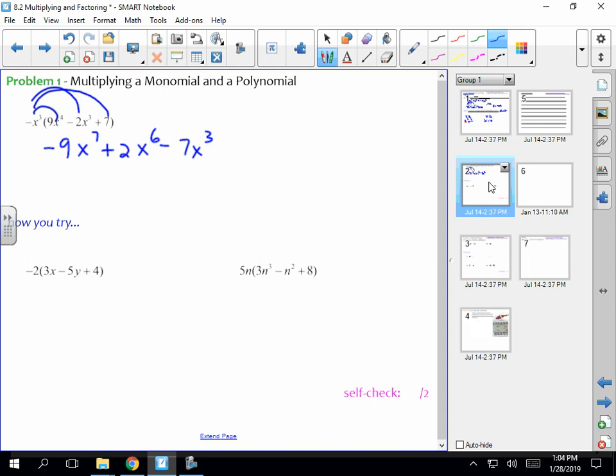Let's go quickly. So we're going to go on to the next page here. Try these. Everybody try both of these. This is a tough unit. Try the second one too. You already got the first one. Try the second one.